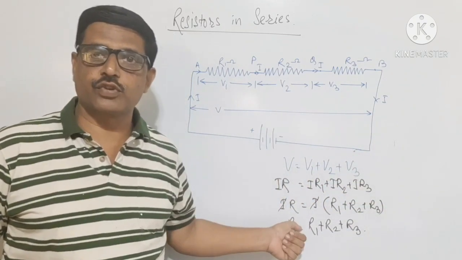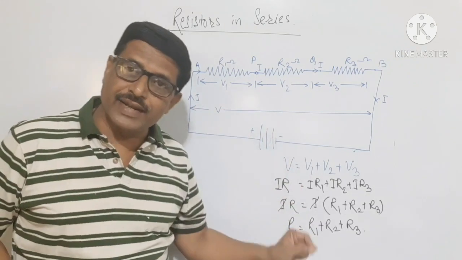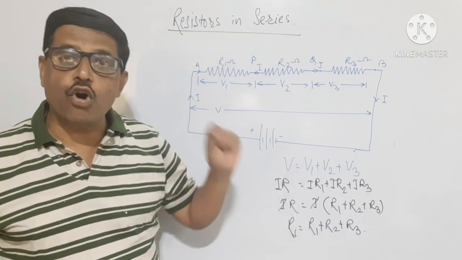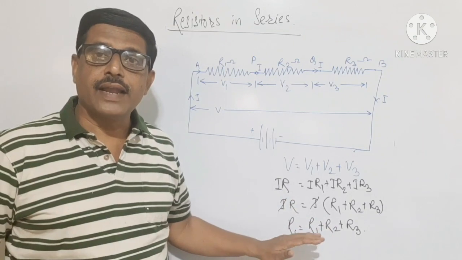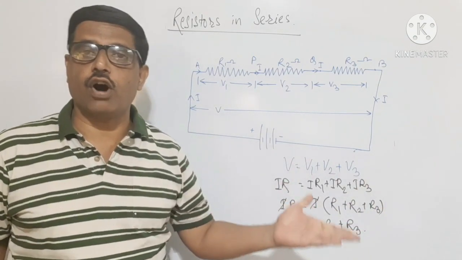And therefore we can say in series combination the equivalent resistance is more than the individual resistance. Here it is more than the highest of all.